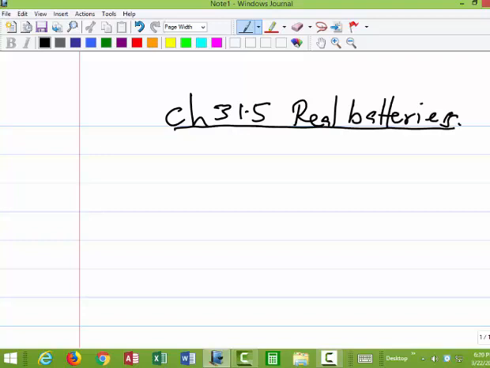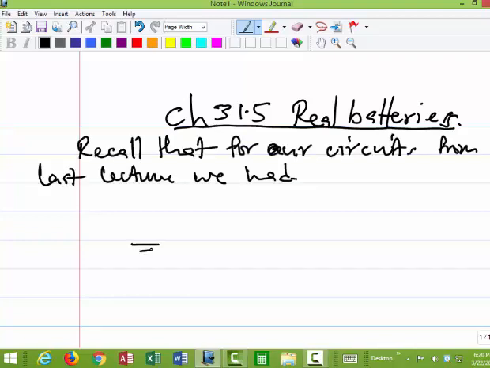All right, so last time we looked at ideal batteries, where the battery had no internal resistance. Today, let's look at a battery that has internal resistance. I'll just remind you of what we had with ideal batteries. From last lecture, we had a resistor connected across a battery. The current will go this way, and this is R, so this is current I.